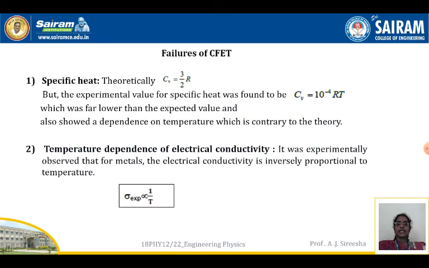Now let us see the failures of CFET. Drude and Lorentz could explain successfully some of the factors, but there are some failures of CFET. To a certain level, Drude and Lorentz could explain based on this classical free electron theory, but three things have failed, so they are termed as failures of CFET.